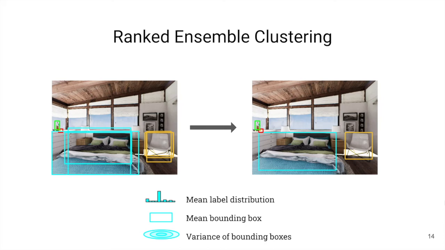After finishing the ranked clustering process, we then form our final detections by taking the mean of the label distributions and bounding boxes within each cluster. We also create a spatial uncertainty with a diagonal covariance matrix of the variance of each bounding box coordinate. For clusters that only have one detection, such as the bottle and the orange, we simply used a fixed diagonal covariance matrix of 15 pixels.